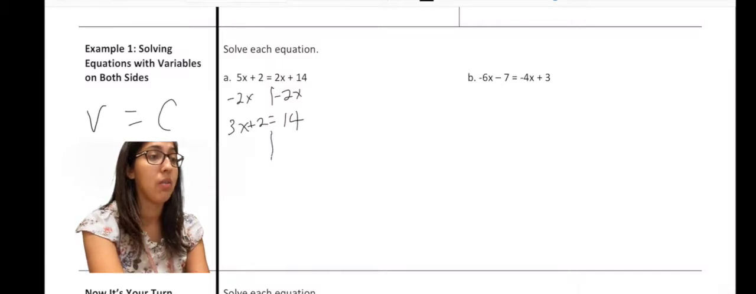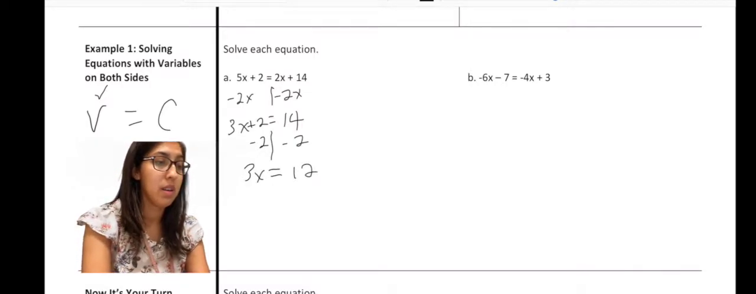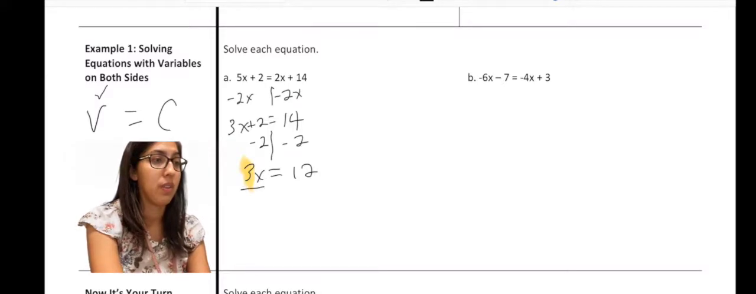Okay, so now variables, I'm good to go. Check. So now I'm going to do constants. Right here I have a plus 2, so I need to minus 2, minus 2. So 3x equals 14 minus 2, so 12. And then last step, I just need to get rid of this coefficient because I want x completely isolated. I want x by itself. So let's go ahead and divide by 3 on both sides. So x equals 4.